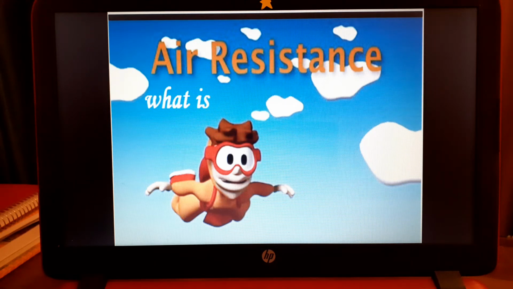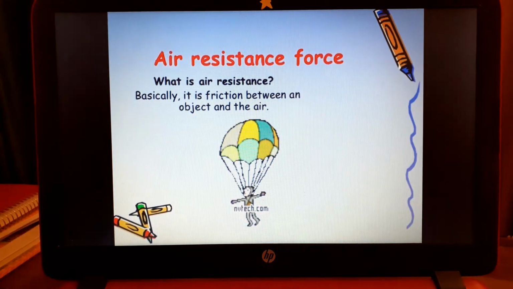Grade 5. Air resistance, what it is, and how can we test it? Well, air resistance is basically the friction between an object and air. So when the air particles hit an object, they work in the opposite direction to the direction of the object. Mostly we're going to talk about a falling object, not a flying object.